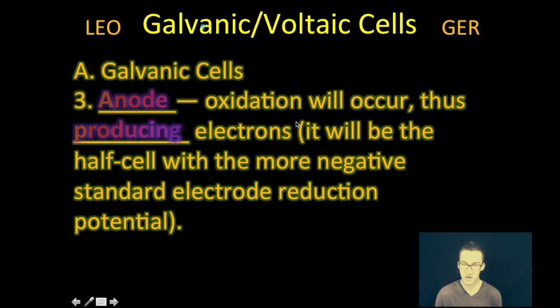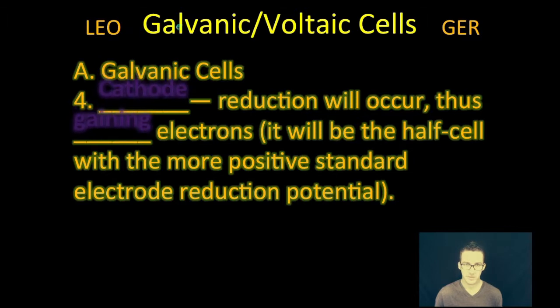You should be aware of the term anode. It's going to be important to keep that separate in your mind from the cathode. The anode is where oxidation will occur and thus produce electrons. Again, oxidation is the loss of electrons, so we'll be producing electrons at the anode. And then the cathode is where reduction will occur. Again, reduction is the gaining of electrons, so at the cathode we'll be gaining those electrons.